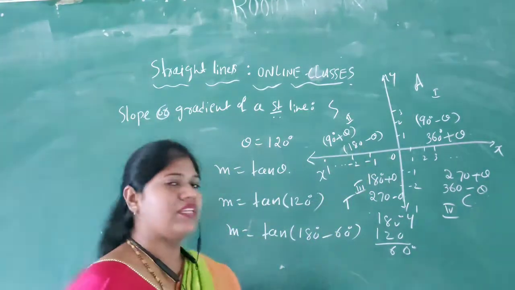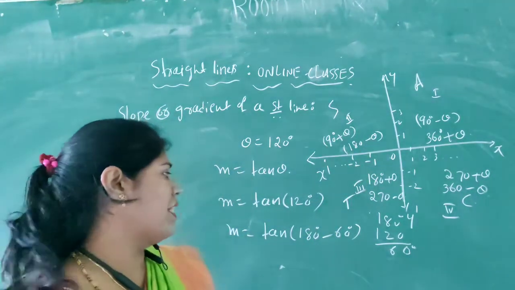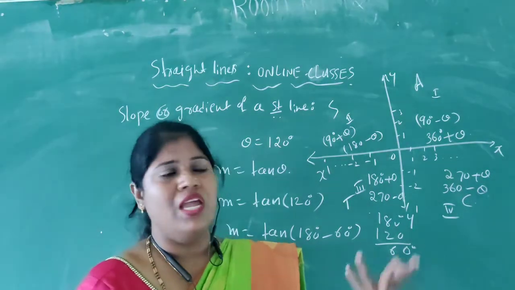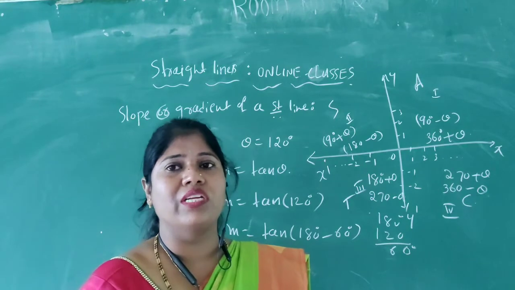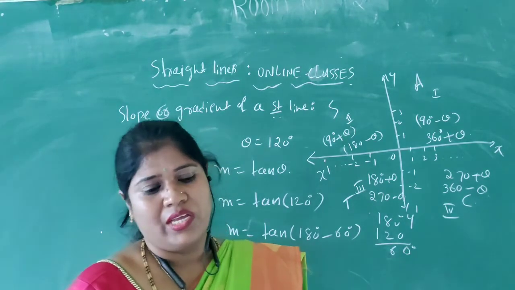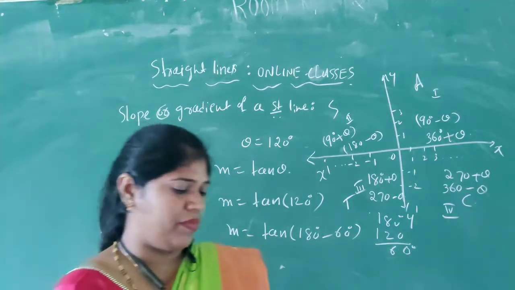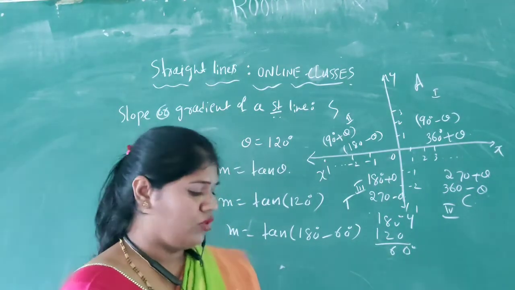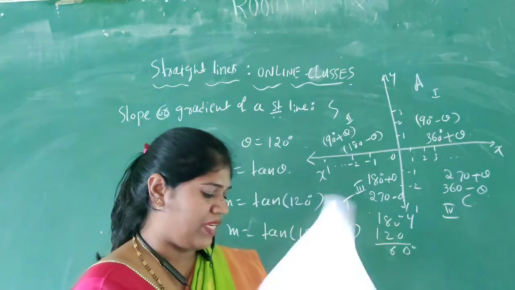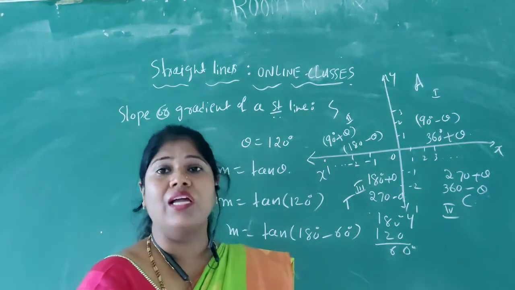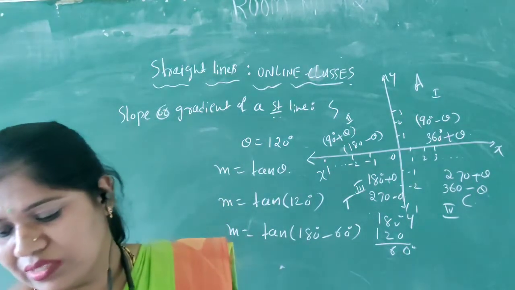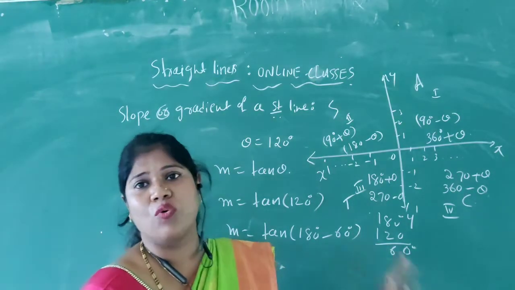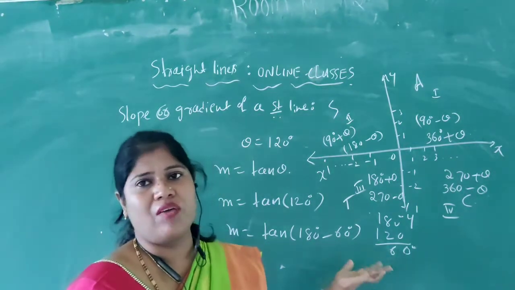So we should know that if it is 90 degree plus or minus theta and 180 degree plus or minus theta, the trigonometric ratio remains the same. Similarly, if it is 270 degree plus or minus theta and 90 degree plus or minus theta, the trigonometric ratio changes to its co-ratio. And all this we have already learned.